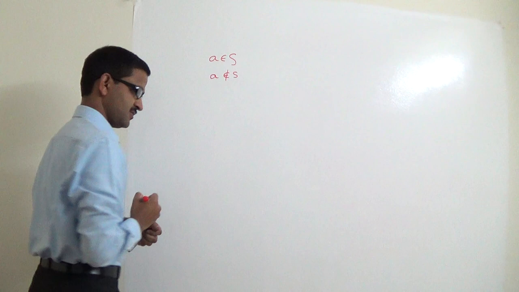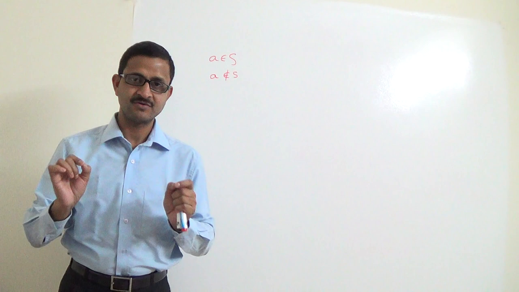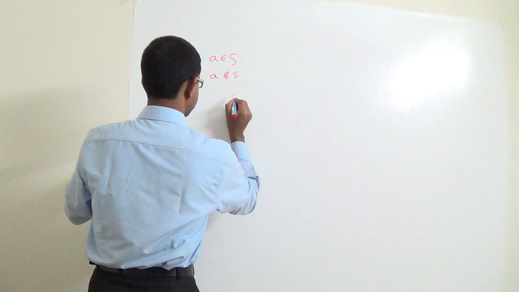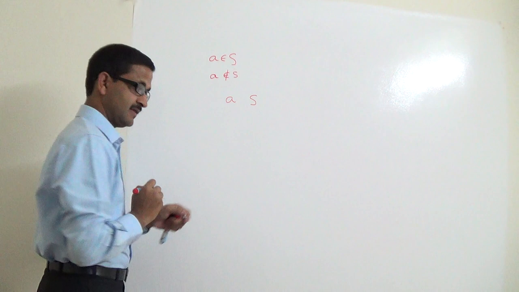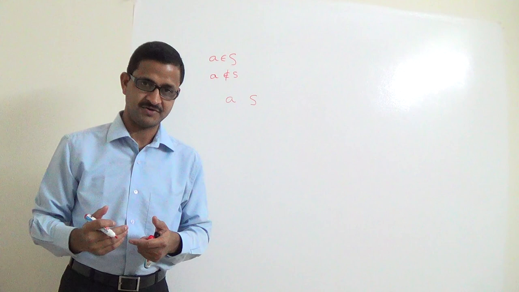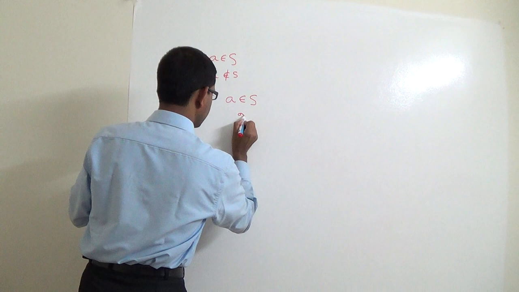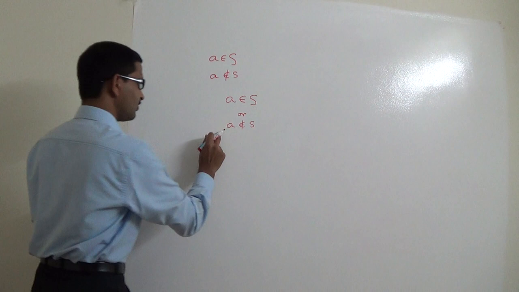For any element and for any set, one property must hold true. What is that property? Suppose S is the set and A is an element. It may belong to the set S, or it may not belong to the set S. In case A belongs to the set S, we write it as we already described. So either this property holds true or A doesn't belong to S. Either of these two must be satisfied.